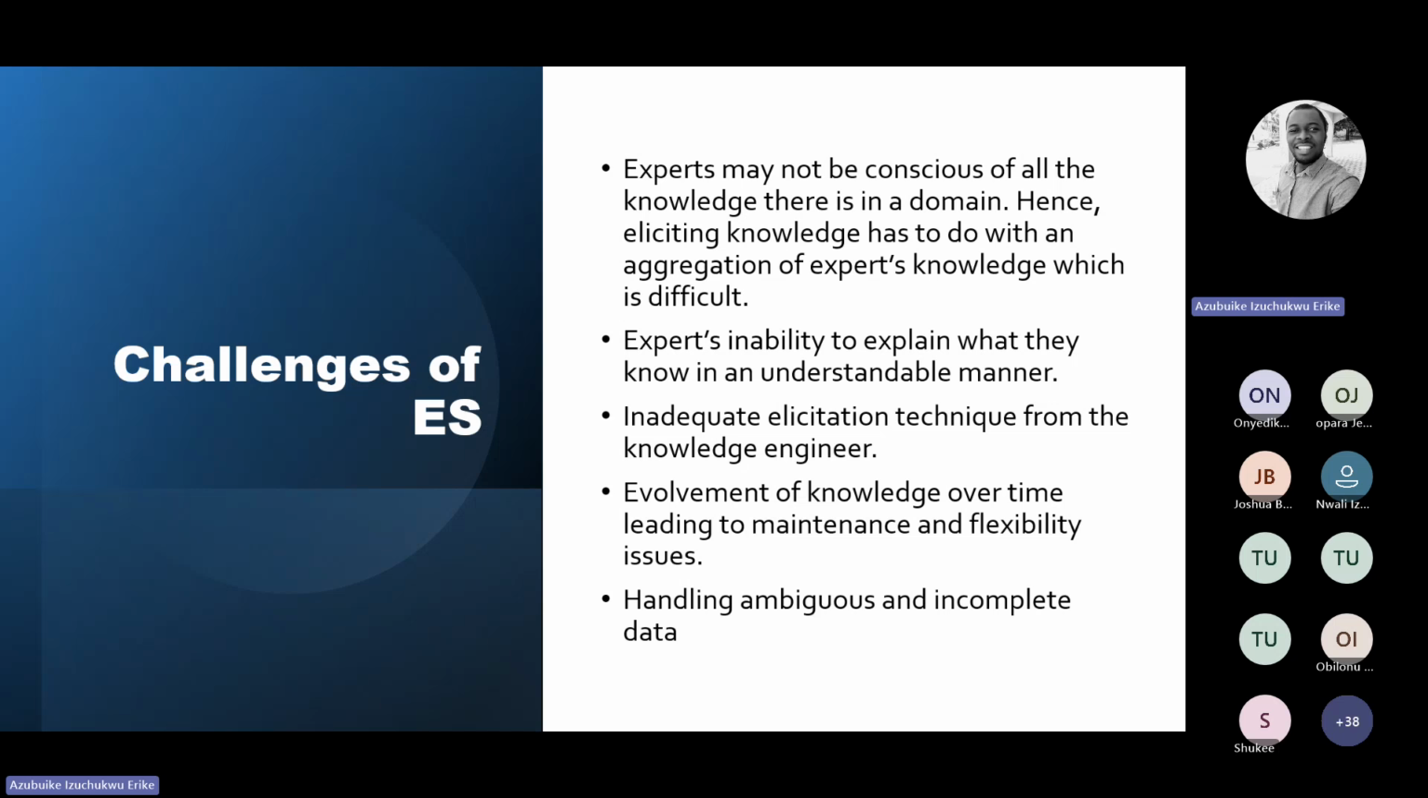Okay, and then we have evolvement of knowledge over time, which I talked about, that is necessary for maintenance and flexibility issues that have to do with the expert's knowledge. Then handling ambiguous and incomplete data. How do you handle it? That is a challenge.